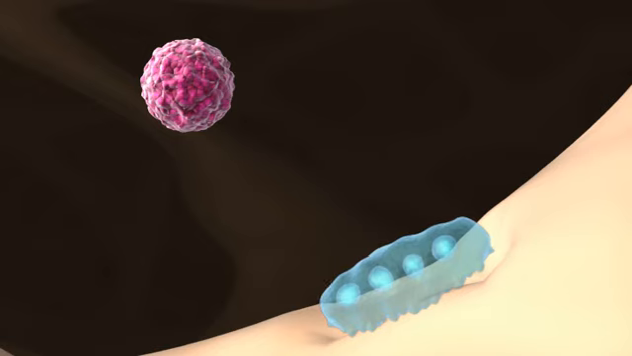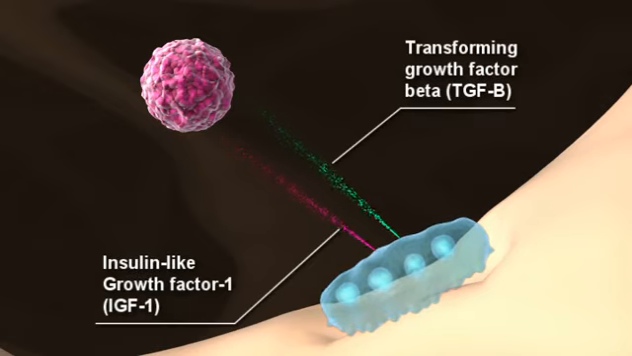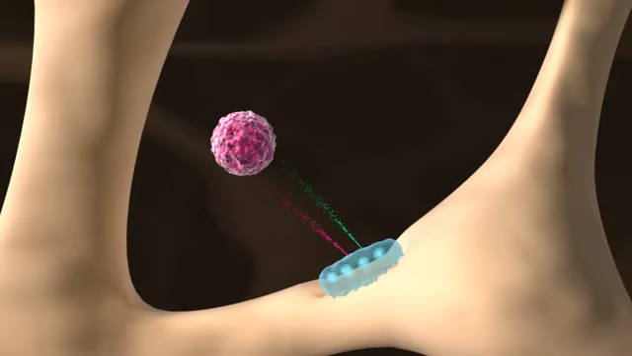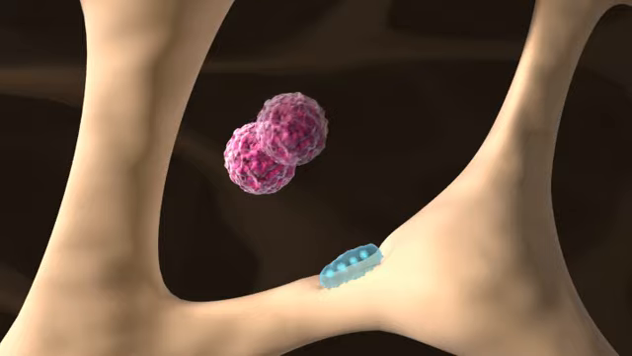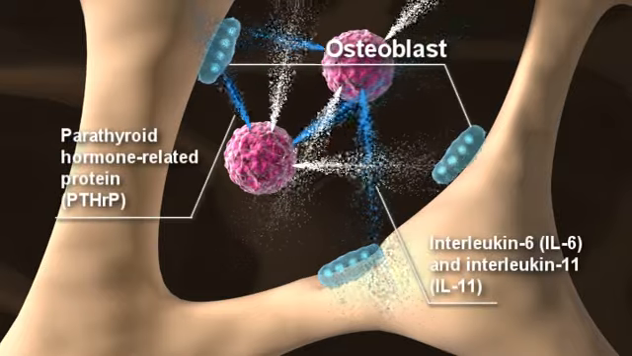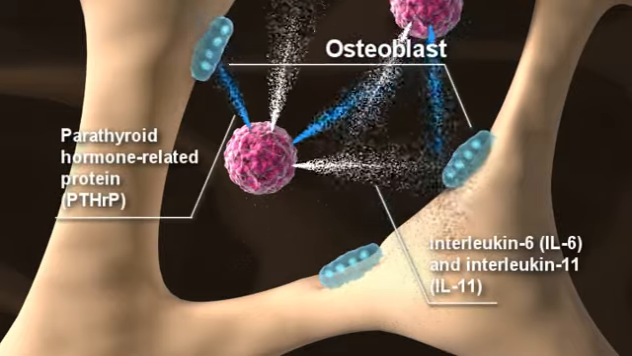The osteoclast surplus leads to a release of growth factors from the bone as it is degraded. These factors include transforming growth factor beta, or TGF-beta, and insulin-like growth factor 1, or IGF-1, which stimulate tumor cell behavior and growth. Growing tumor cells, in turn, release factors that stimulate osteoclast formation, leading to a cycle of tumor growth and bone destruction.